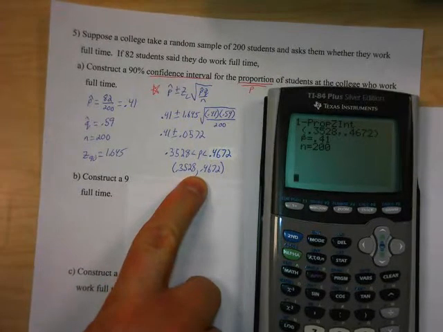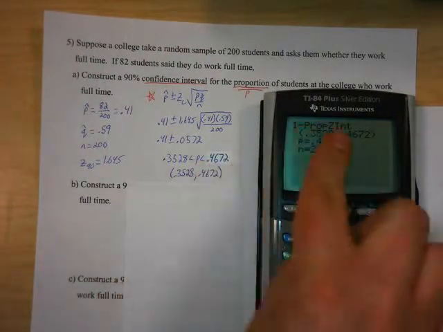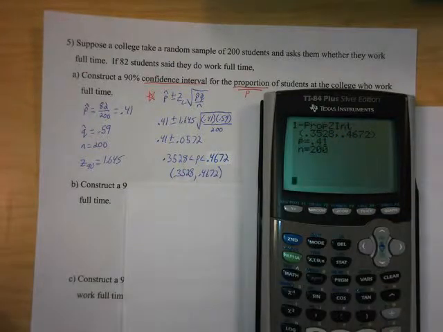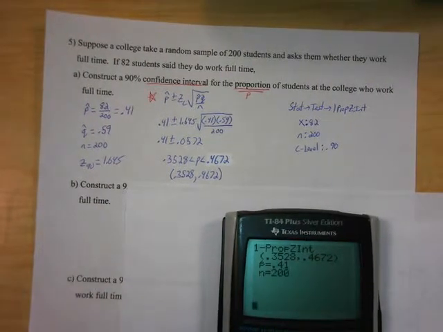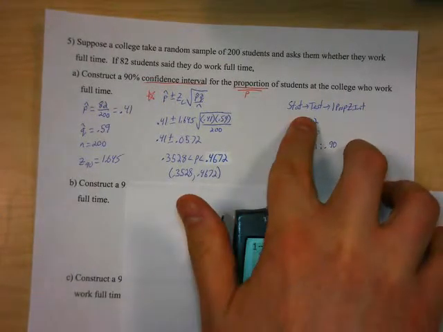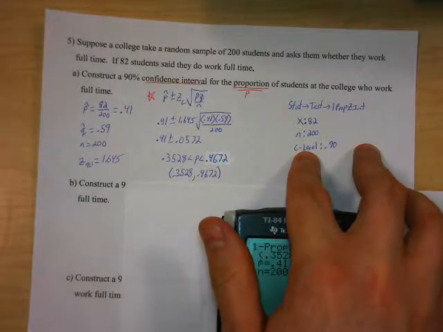Now every once in a while you may be a tad different, or they may use more decimal places, depending on the numbers, but it should be very close. So there are the calculator steps that you'd have to show. You go to STAT, TESTS, 1-PropZInt, and then enter the values in.